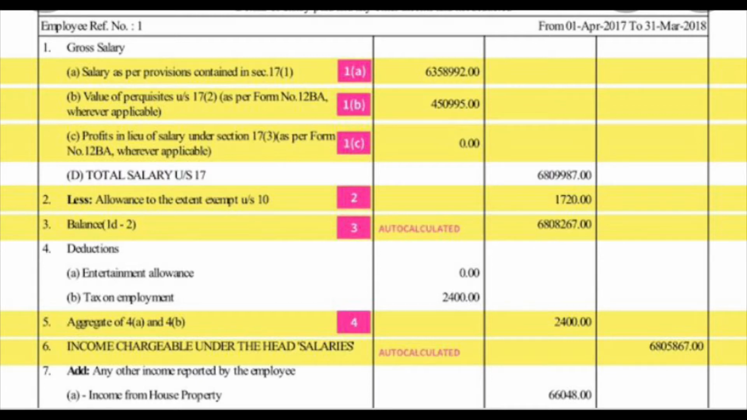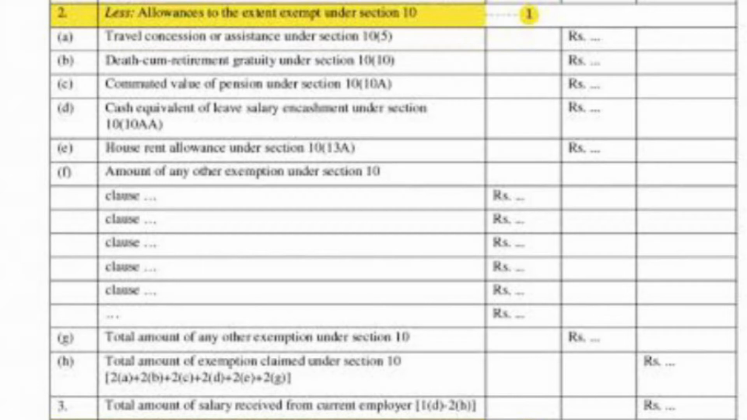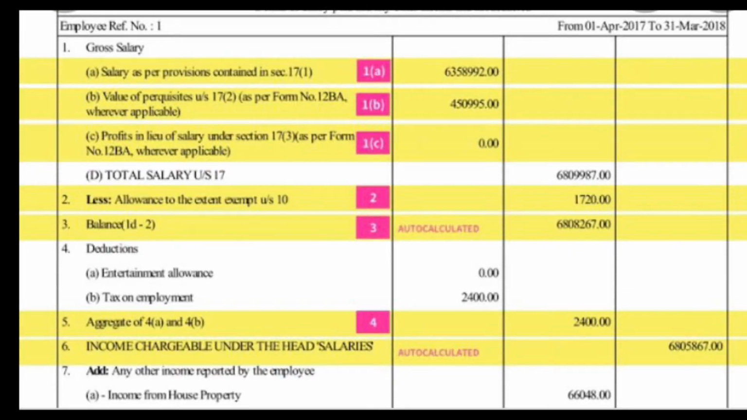We have the total breakup of the salary, which has the value of perquisites, profits and any other total part of the salary that is received from the employer. We also have allowances that are mentioned here. All our travel allowances, our house rent allowances, commuted value of pension, gratuity, all come under this. Now please note that the allowances are exempted from taxation, hence they are mentioned within point number 2 of part B of Form 16. Point number 3 is basically the total salary, which is net of 1 and 2.